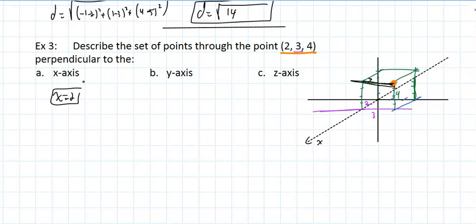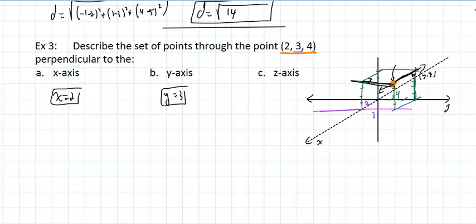And how about the y? Well, if I want it to be perpendicular to the y-axis, isn't y equal 3 perpendicular to the y-axis? Think of it like those laser pointers. You are standing at this point, and if you put your pointer in this direction, wouldn't that be perpendicular to the y-axis for sure? It's really perpendicular to the yz plane, right? But that would be the line. I could have a plane, but a line will do.